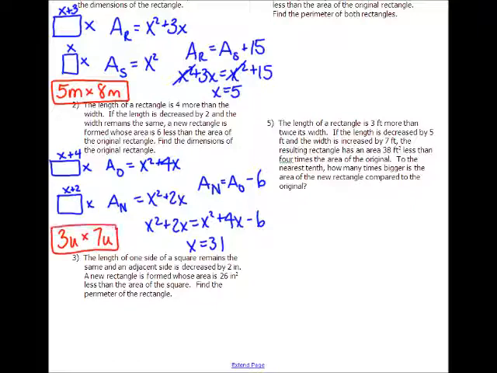And again, if you're checking these, you want to just check the area. So 3 by 7 is 21, and then this is going to be 3 by 5, which is 15, and that is 6 less. So it checks. All right, that's how you would check them.